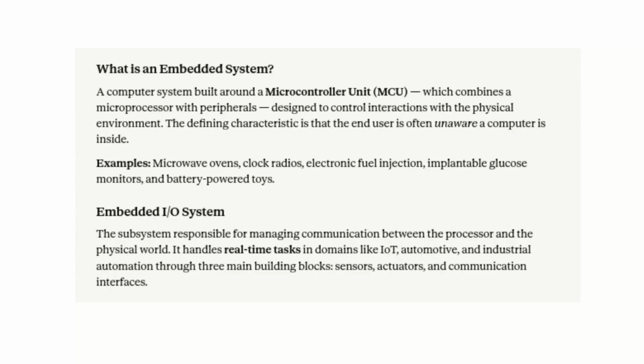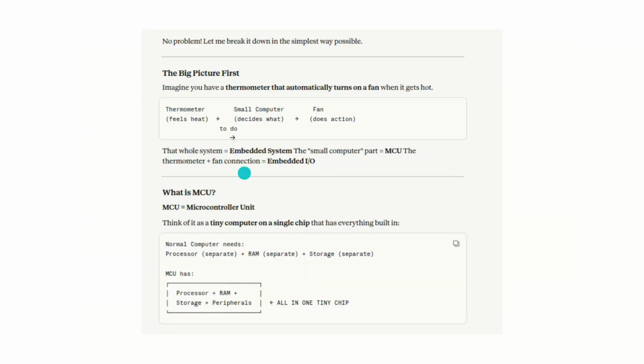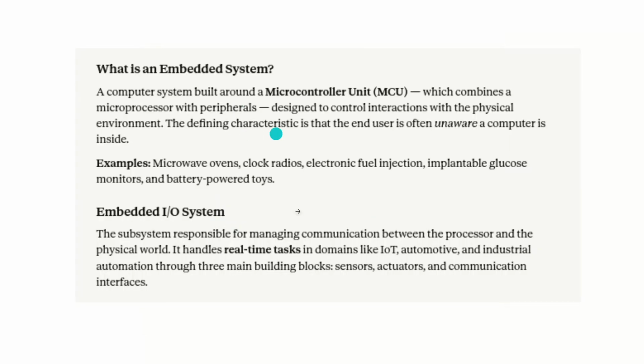The defining characteristic is that the end user is often unaware that a computer is inside. We just see that we click on the button and the fan is on. We don't know that there is a small computer between them which actually does this work. We are just seeing the output only. So what do we mean by embedded system? This whole system is called the embedded system, the thermometer and the fan are the embedded IO, and the small computer here is a microcontroller unit.